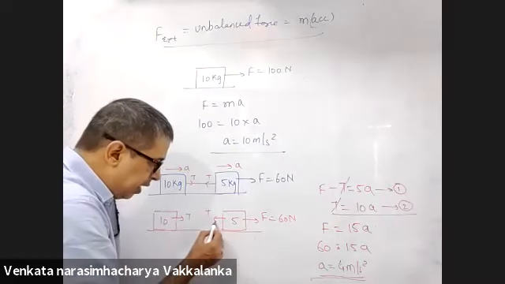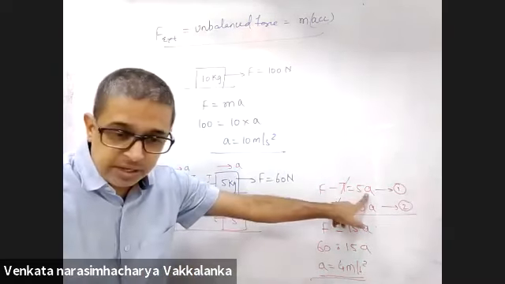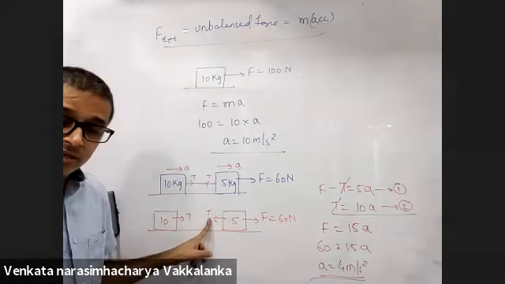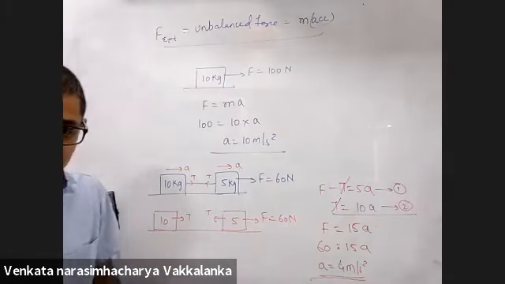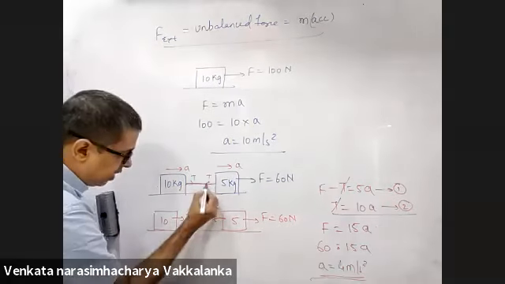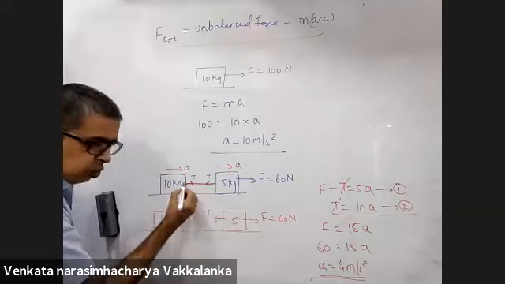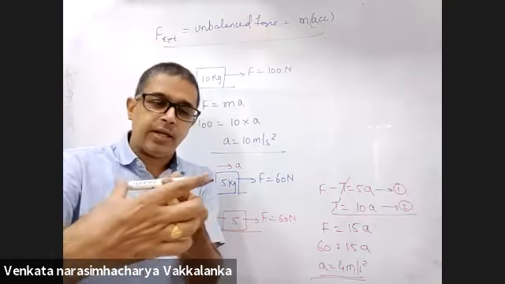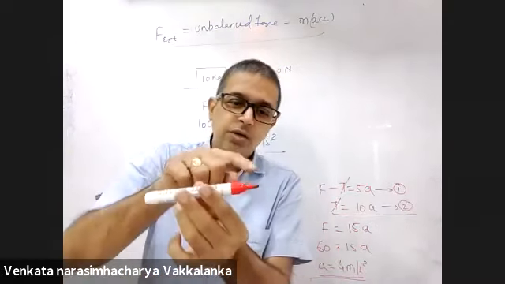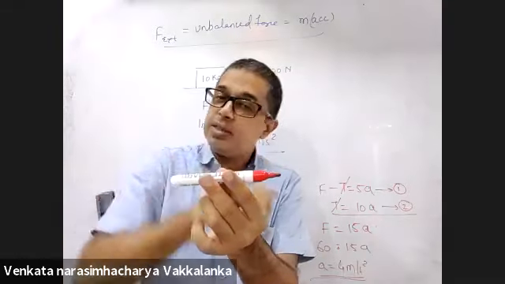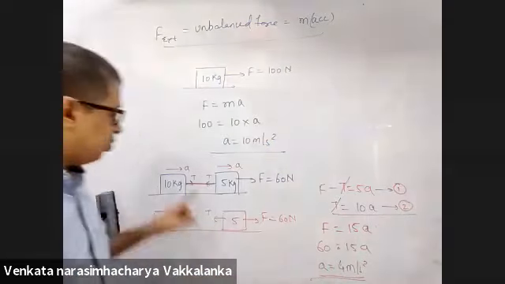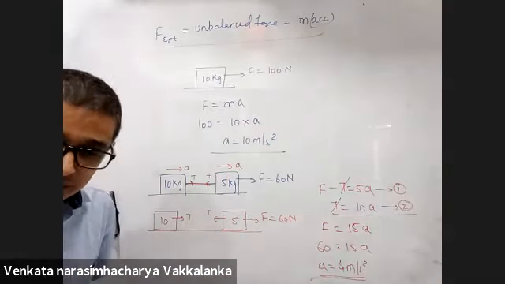Net total unbalanced force is mass into acceleration. This force minus this force is mass into acceleration. Second, these two are two ends of the same string. The string cannot be stretched. Length should remain constant. So displacement of both should remain the same. So velocity of both the ends must remain the same. So acceleration of both the ends will remain the same.